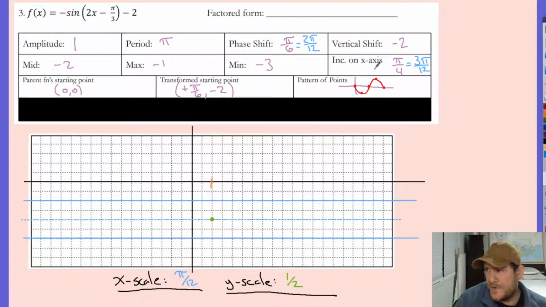So again, what's our step? It's 3 boxes. So we're going to go 3 boxes at a time, and then we're down to a min. We're going to go 3 boxes back to the midline, 3 boxes up to a max, 3 boxes midline, 3 boxes min, 3 boxes, here I go. So this is where I run out of points, because our first full period is here.